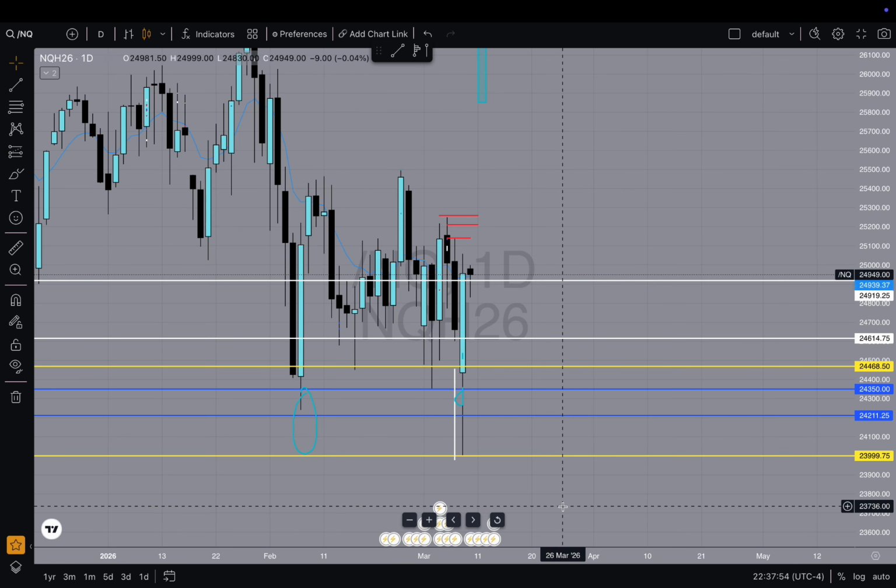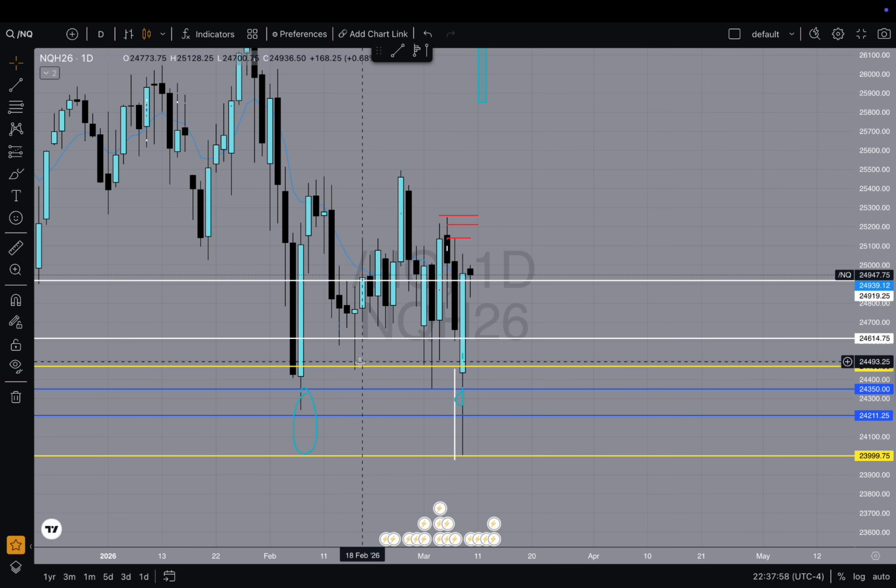So the goal isn't to predict the session perfectly. The goal is to watch how price reacts around liquidity and imbalances when each session opens.